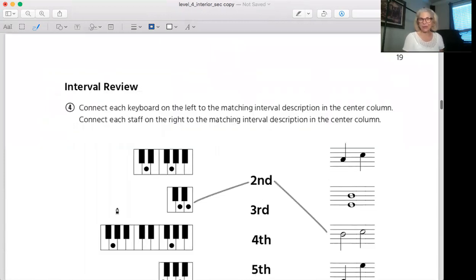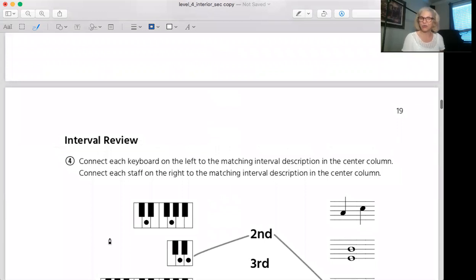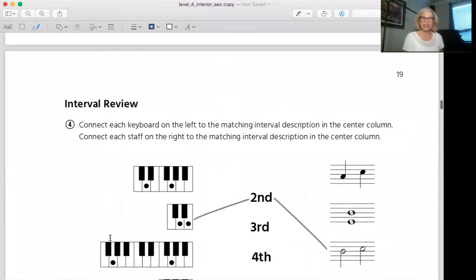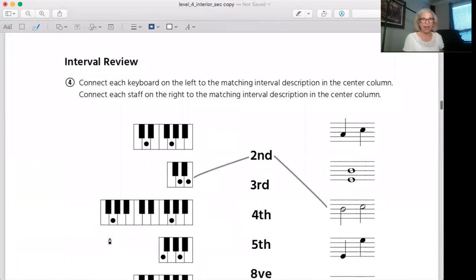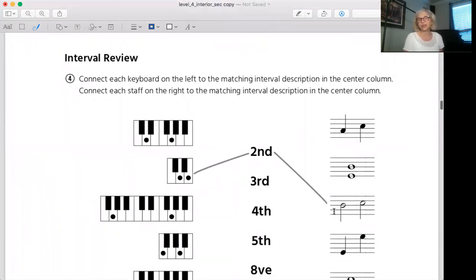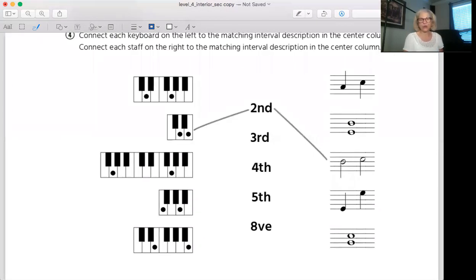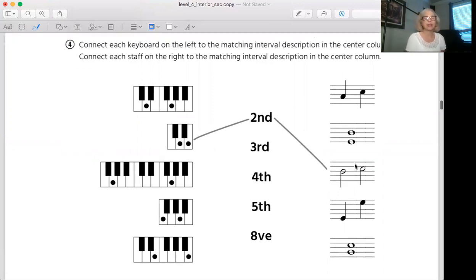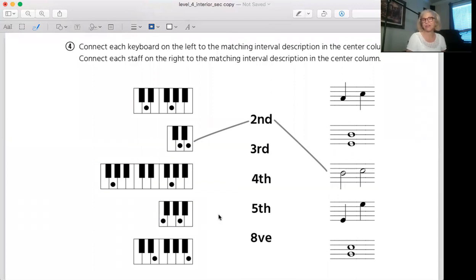Now we're back and we're looking at page 19, interval review. Connect each keyboard on the left to the matching interval description in the center column. So here's one example that's been done for you. You can see here is the interval of a second on a keyboard, and there's a line that's been drawn to the 2 in D, and another line has been drawn to 2 notes that are a second apart. Stop the video and complete the matching portion of section 4.